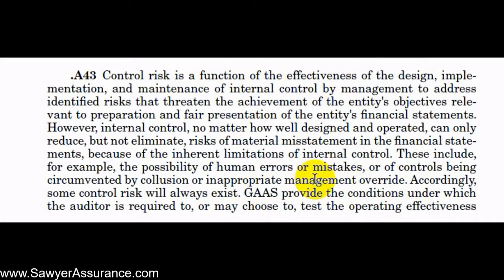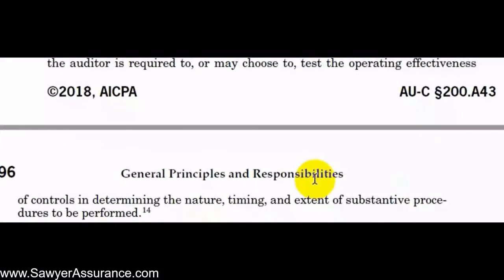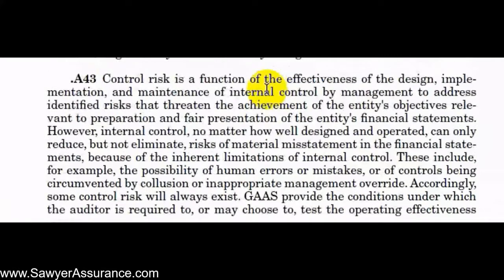And if it does turn out that they have effective controls in place after we've tested them, we might be able to reduce the nature, timing, and extent of our substantive procedures. But that's generally a judgment call for the auditor to make. However, we note that control risk can never be eliminated, and that's because there are several inherent limitations to internal control.